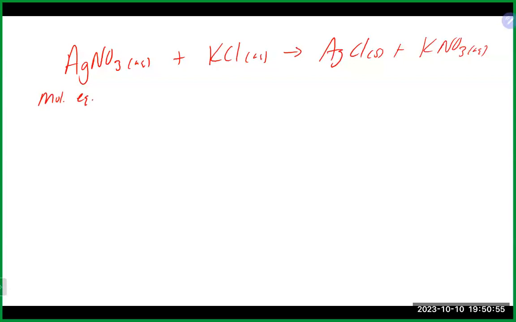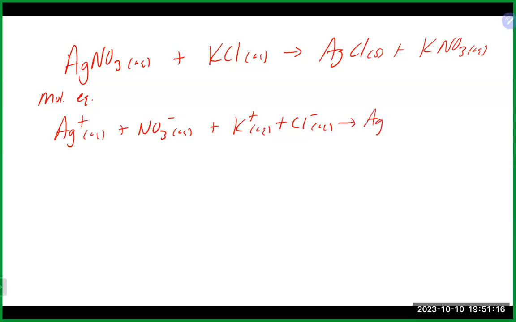Our total ionic equation in this case would be: the silver nitrate is a strong electrolyte, so it will break apart into a silver ion and a nitrate ion. Our potassium chloride will break apart into a potassium ion and a chloride ion. Our silver chloride here will stay together as it is a solid, and our potassium nitrate will also break apart as it is a strong electrolyte in this case.